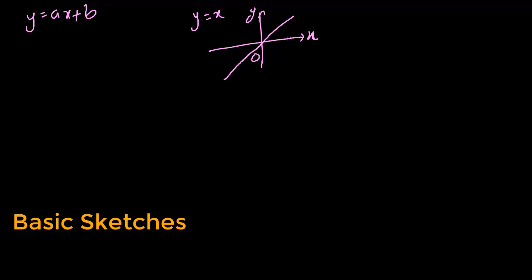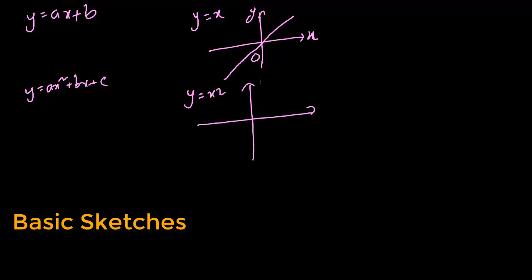It'll come in handy. Now, if we have y equals ax squared plus bx plus c, if I put c equal to 0, b equal to 0, and a equal to 1, the specific picture becomes y equals x squared. We call this the basic parabola, and this is what it looks like. Just memorize it.